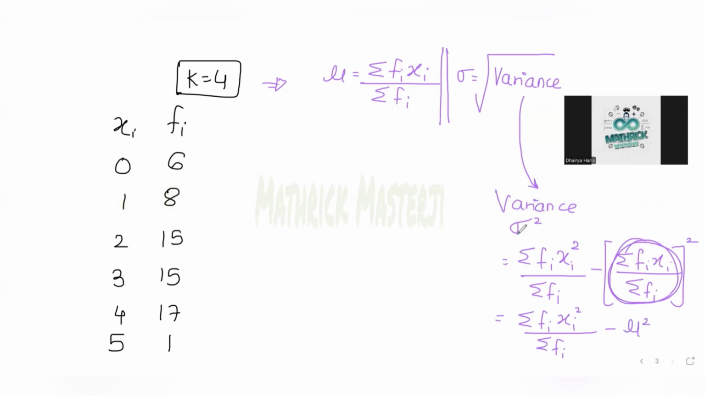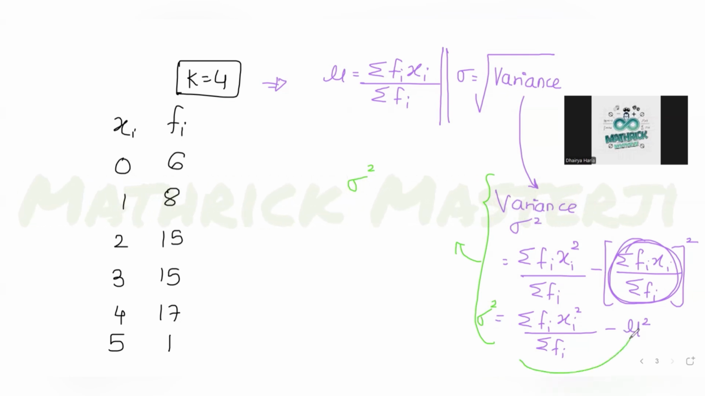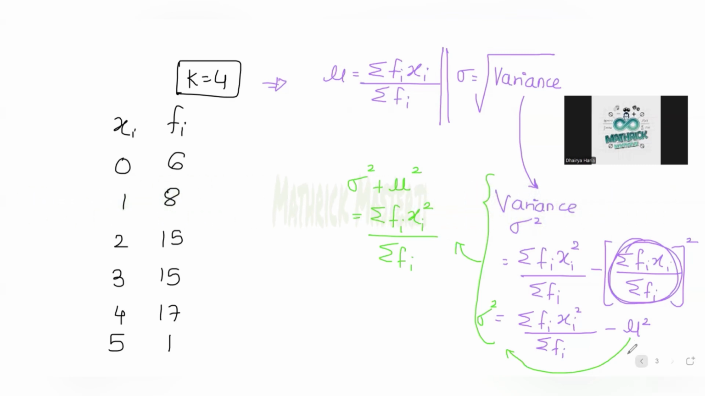So from here I can just write this as summation fi xi square over summation of fi minus mu square. If I take minus mu square to the other side, it would make it plus mu square. So sigma square plus mu square is just summation of fi xi square over summation of fi. So I don't need to find mu. I don't need to find the mean.